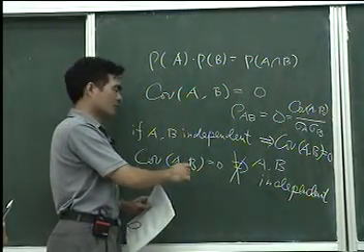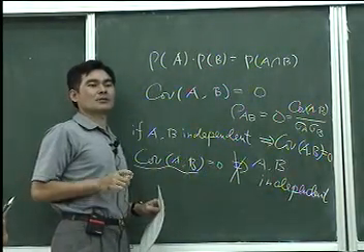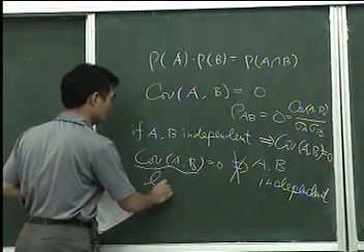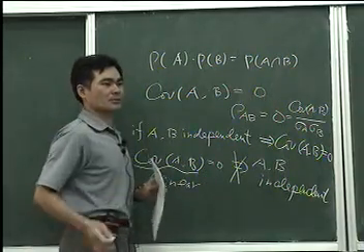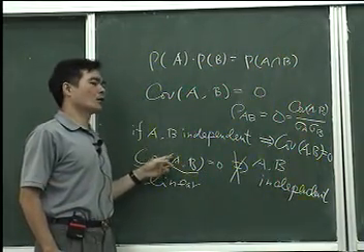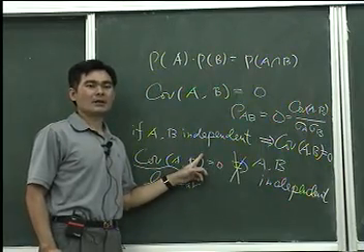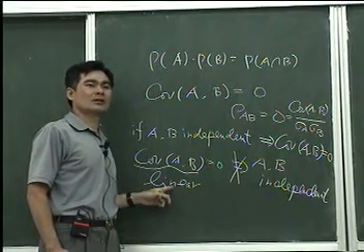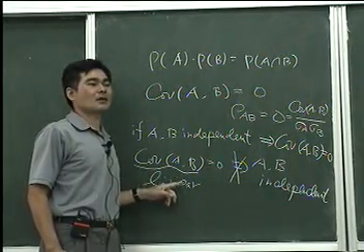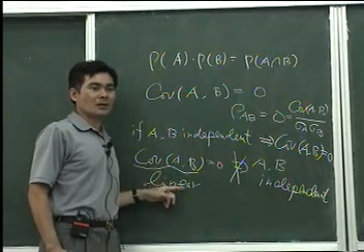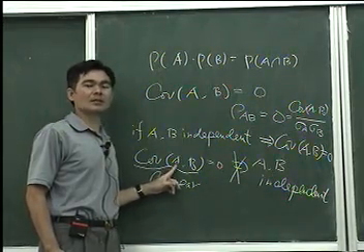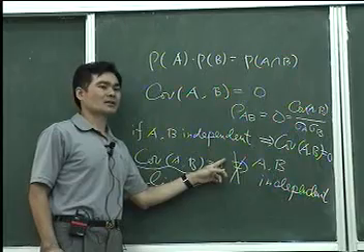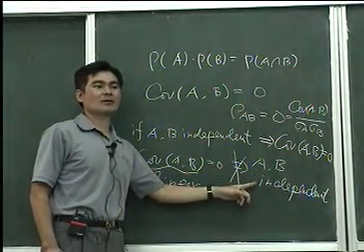Why? Because covariance only deals with one kind of relationship, and it is linear, okay? It only deals with linear relationships. So if the covariance of A and B is equal to 0, that means they are independent only under the linear condition, because there are many other kinds of conditions, right? So they may be independent in terms of linear relationship, but that doesn't mean they are independent. You have to inspect other kinds of relationships.